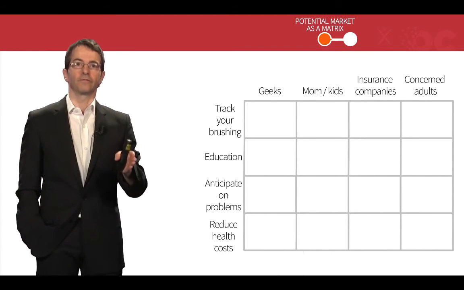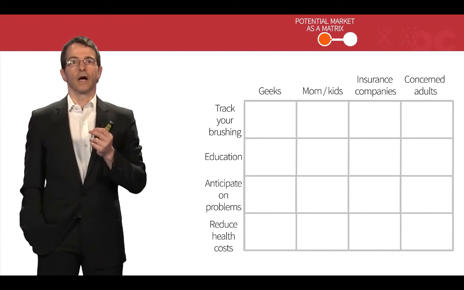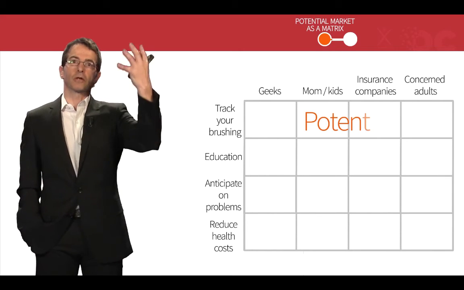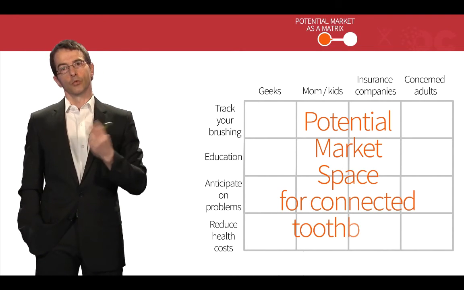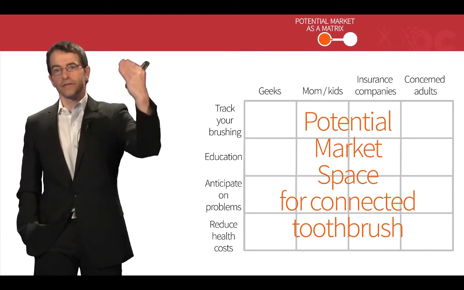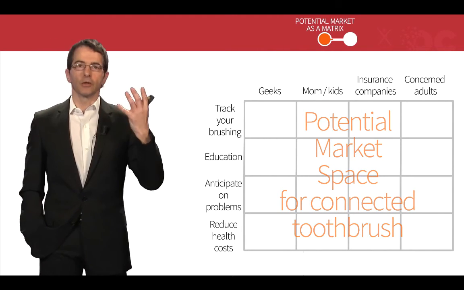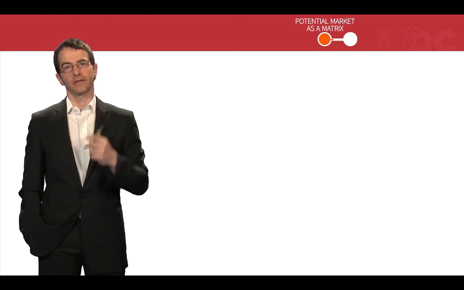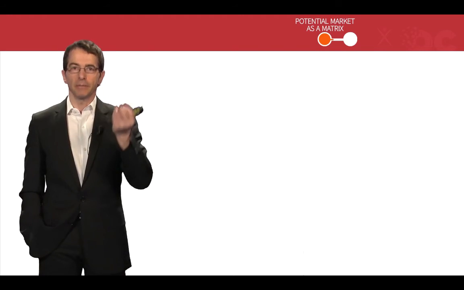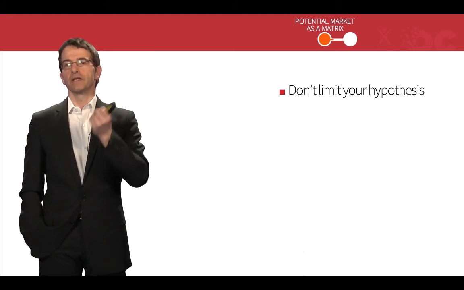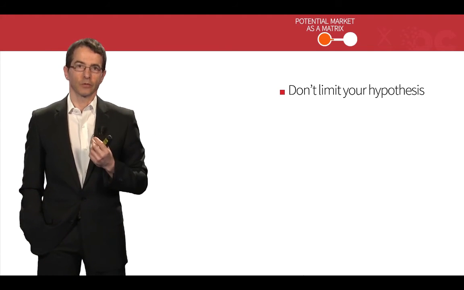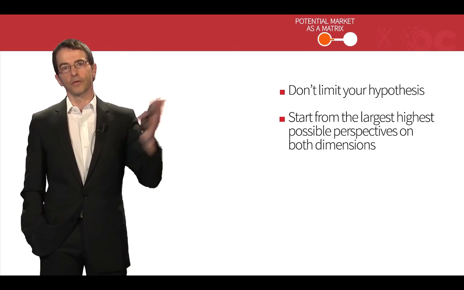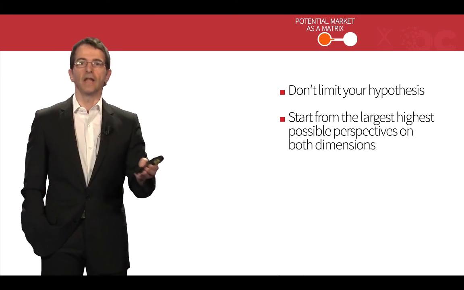So if you combine these various value propositions and the list of potential consumer segments we've identified, there you've got the potential market space for a connected toothbrush, which will be the ground we will start our market assessment on. In order to go through that process for building the first picture, the potential market space represented in that matrix, it's very important that you don't limit your hypothesis to what you believe might work and eliminate what you believe might not work. It's very important that you start from the largest, highest possible perspective on both dimensions, the market segments and the value proposition.